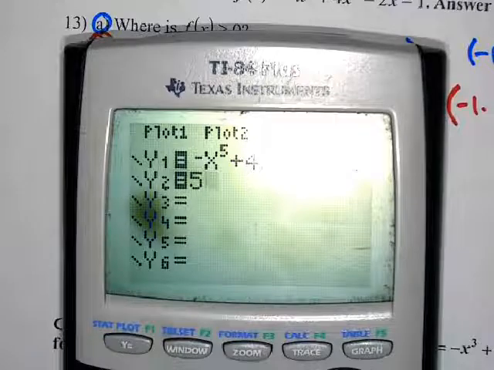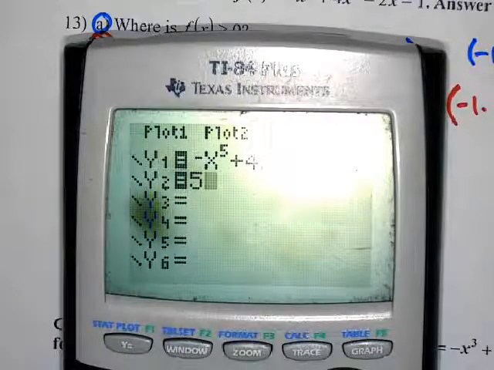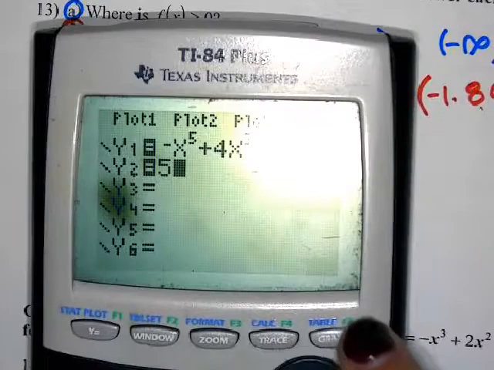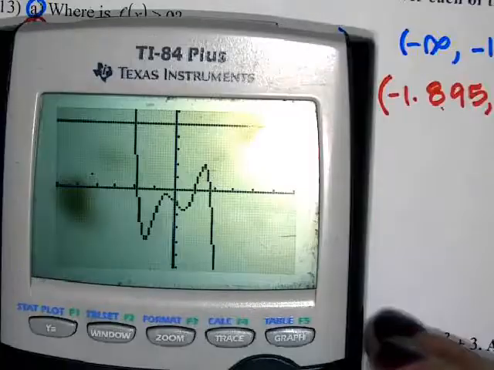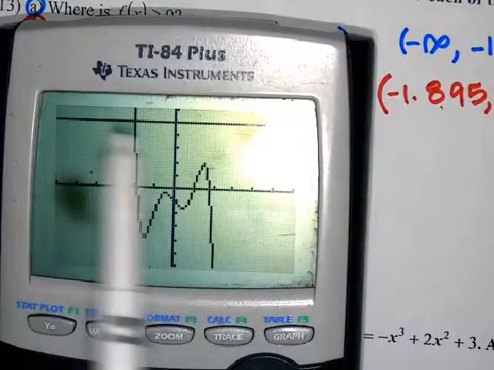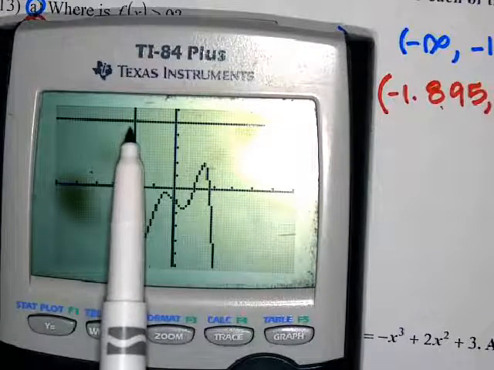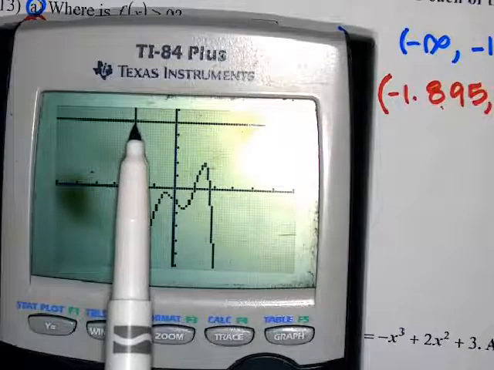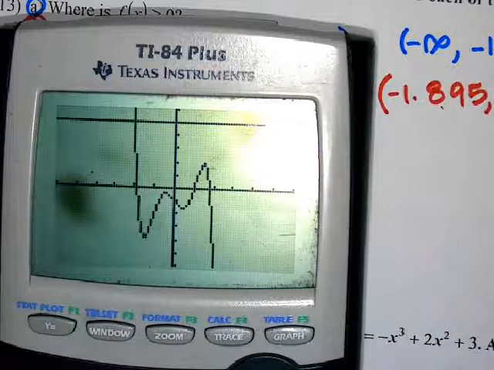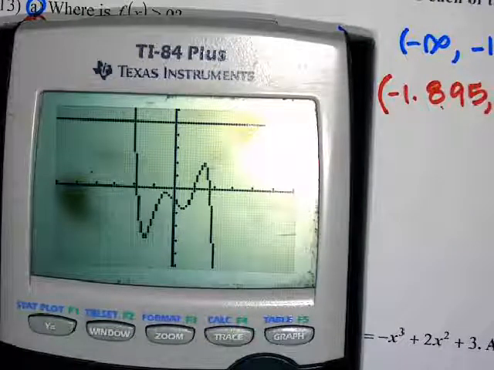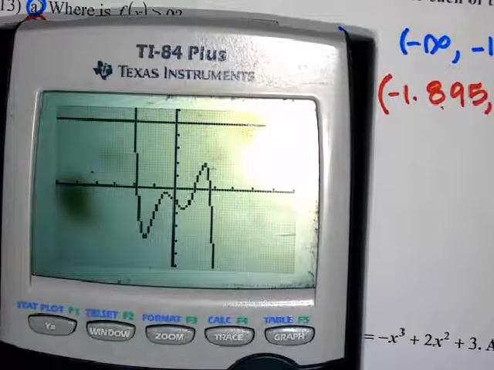And then go ahead and hit graph. And so what's happening is this horizontal line is intersecting the function at 5. And what we want to do is we want to find that intersection. So we're going to do second trace intersect, which is option number 5.